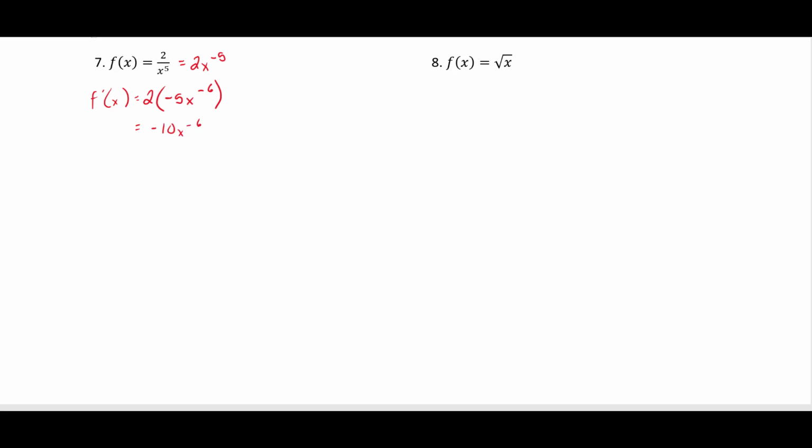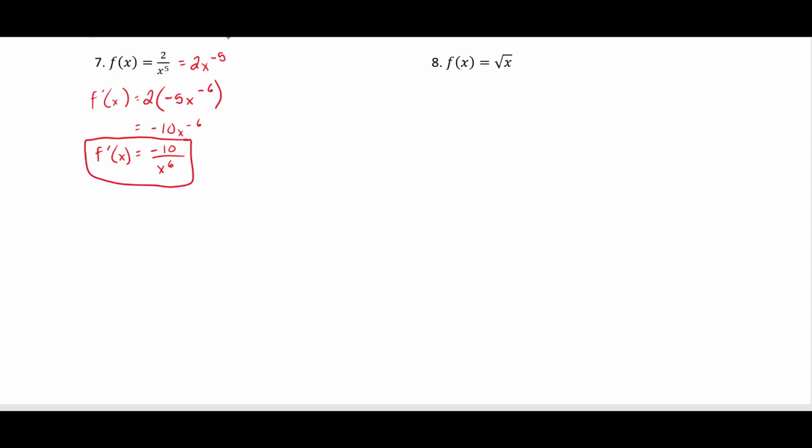And do you think you can leave it like that? Do you think we're done? That's right, we're not done. So we need positive exponents, so we've got to keep on simplifying. Same idea of how we got that negative exponent in the first place. We want to flip this x to the negative 6th over the fraction bar and make it have a positive exponent. So then this becomes negative 10 over x to the 6th. And that is our derivative. You always want to make sure that you're simplifying your derivatives completely. If you don't simplify your derivatives completely, then you're going to lose points.